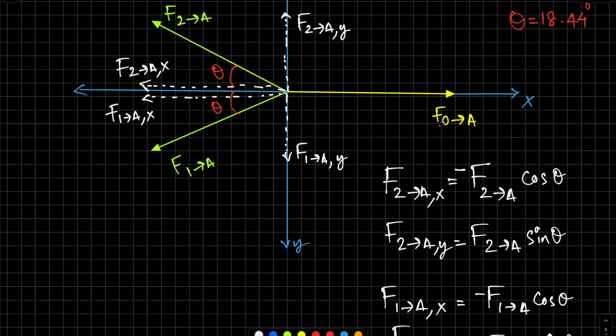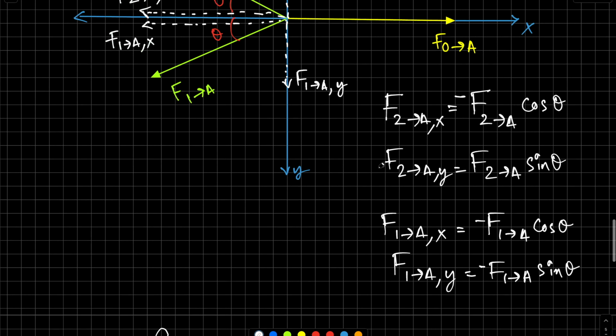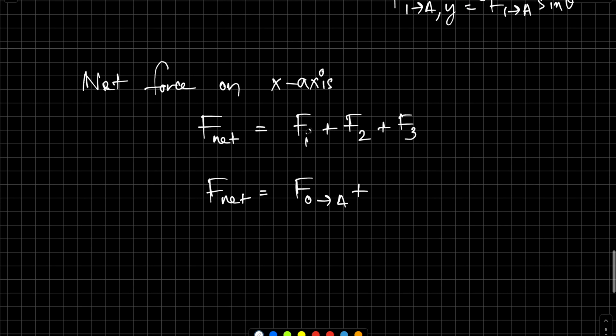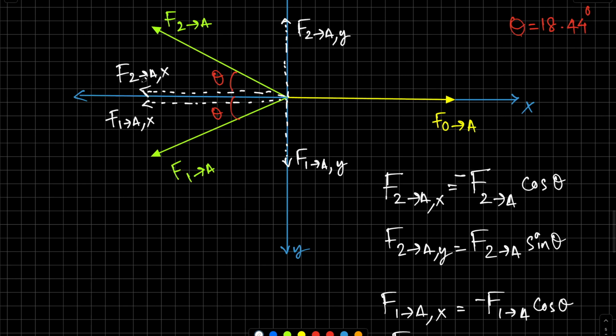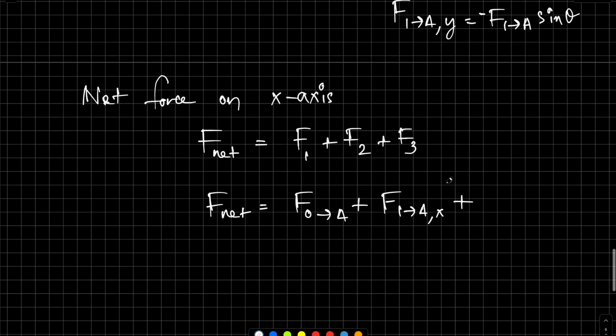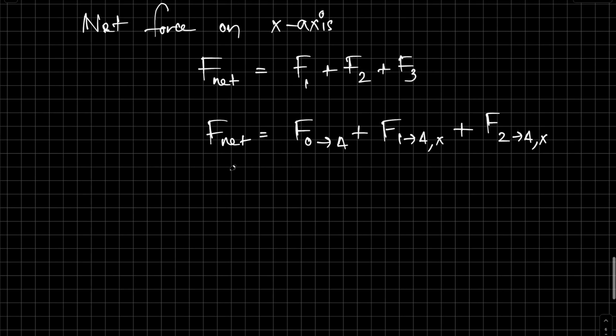So this is the first force, F0 to A. It's going to the right, so plus. F net equals F0 to A plus, what is F2? The second force, F1 to AX, plus F2 to AX. Net force on A equals 0, so F net is 0.